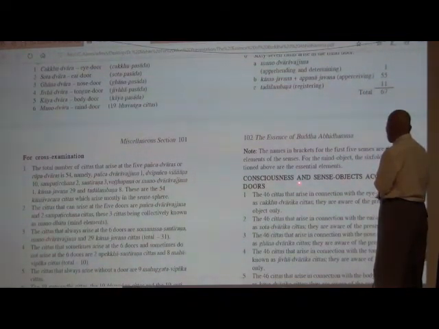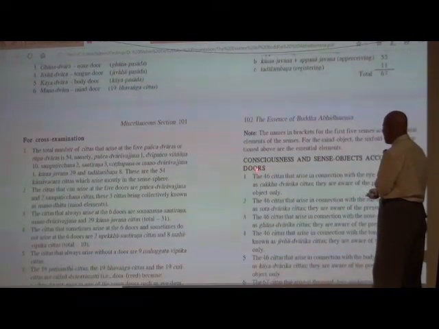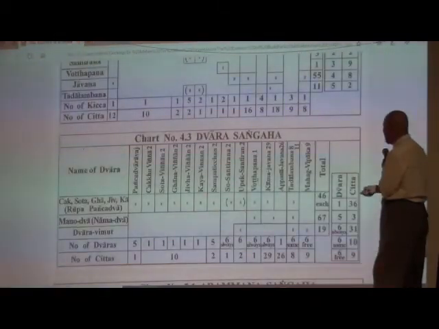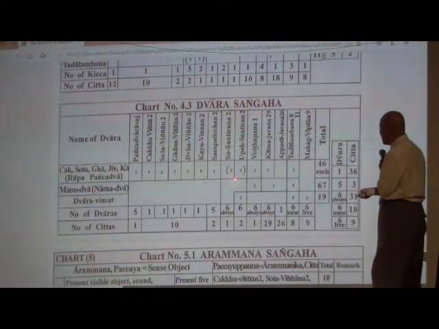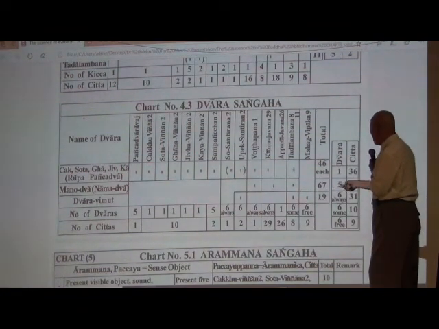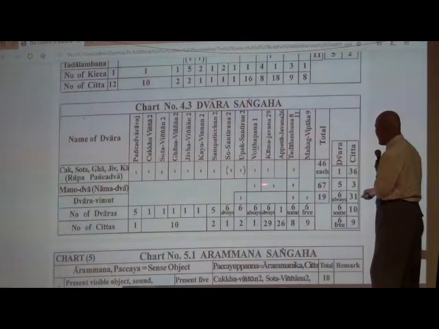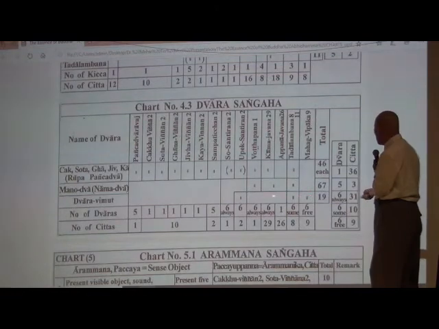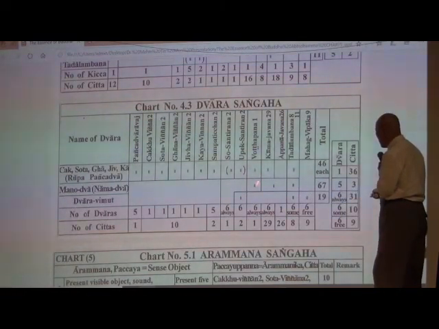Consciousness and sense objects according to door. So we better look at chart number 4.3. Now we are referring back to this chart. Remember, there are 46 Chaita that arise in each of these five sense doors, and there are 67 Chaita that arise in the mind door. And 19 of them are door free. We have seen that, and now we will describe this.